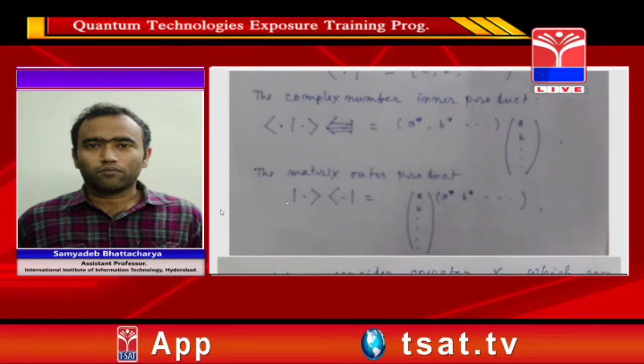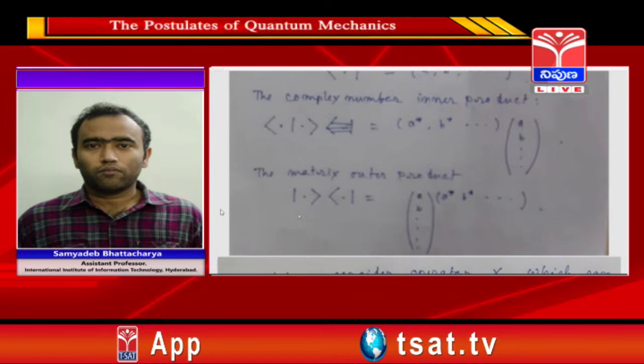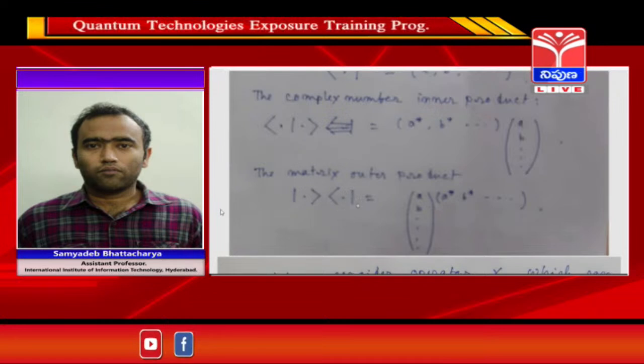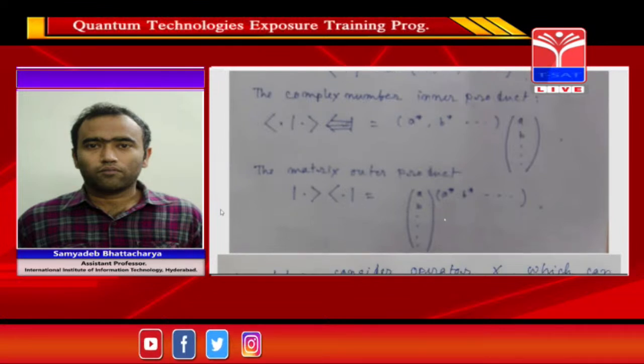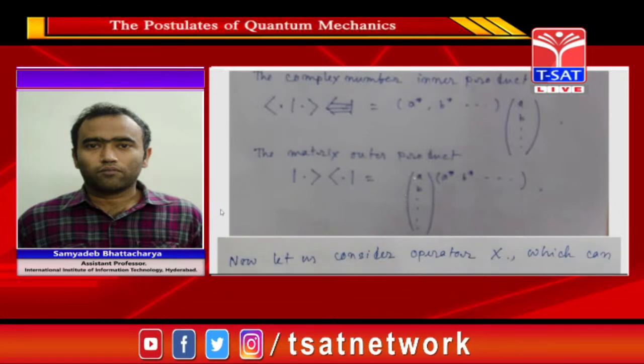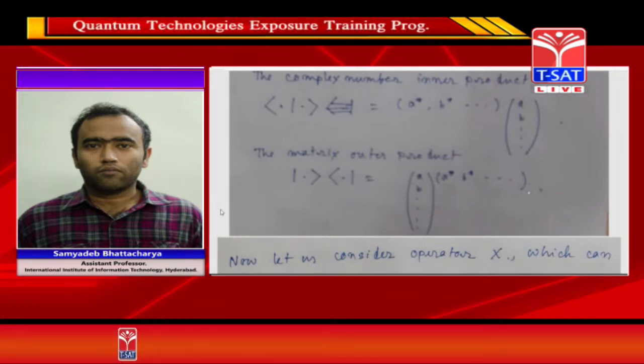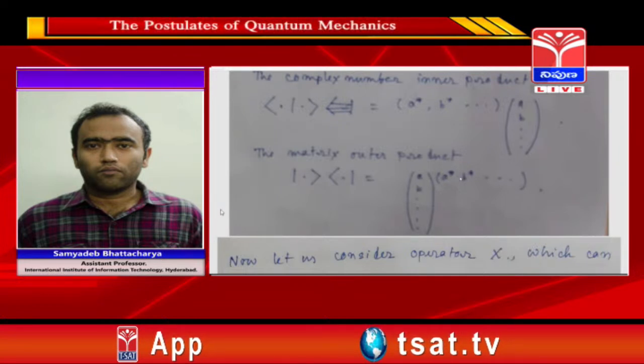And this outer product is what? In the inner product you apply the bra vector on the left hand side and the ket vector on the right hand side. Here it is opposite. So first we have the column matrix and then the complex conjugate row matrix. Then by the matrix multiplication rule, this gives you a square matrix.